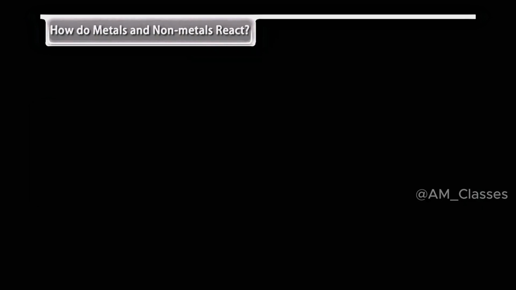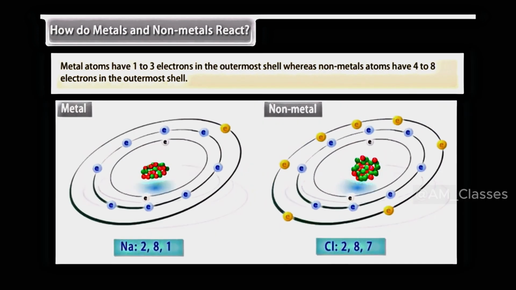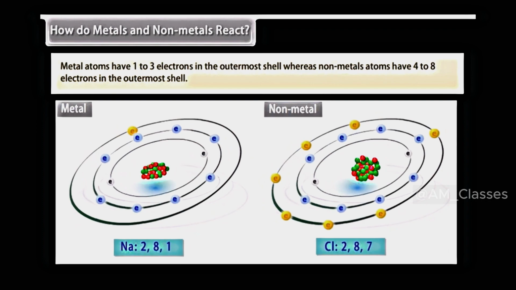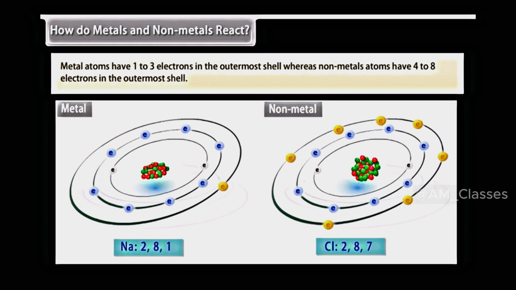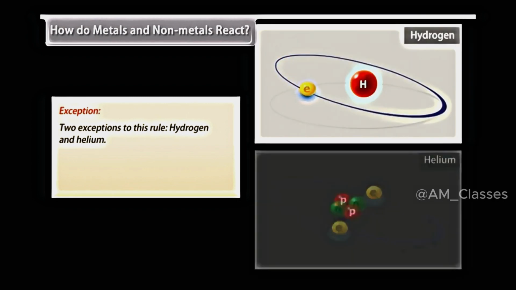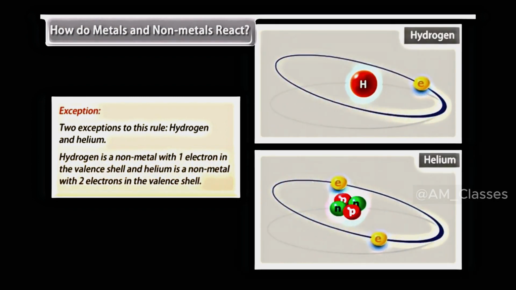How do metals and nonmetals react? Metal atoms have 1 to 3 electrons in the outermost shell, whereas nonmetal atoms have 4 to 8 electrons in the outermost shell. Exception: there are 2 exceptions to this rule, hydrogen and helium. Metals that donate electrons gain positive charge equal to the number of electrons donated, and nonmetals gain electrons and negative charge equal to the number of electrons accepted.